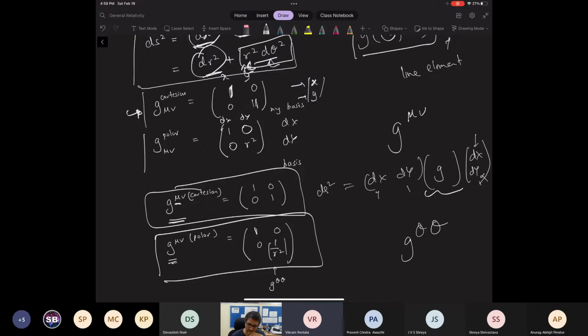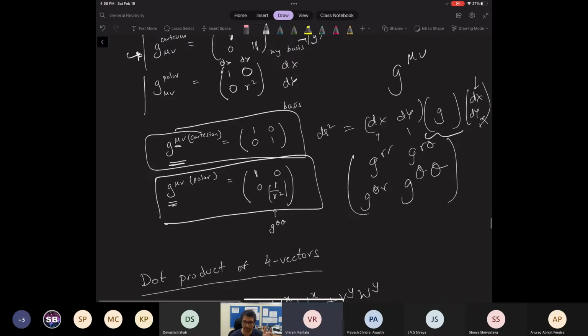The first coordinate is the g rr coordinate. This entry is the g r theta, and this entry is the g theta r coordinate. Since g is a symmetric matrix, since it's a defining property of the matrix that we're choosing, g r theta is equal to g theta r. So g will always be a symmetric matrix, a real symmetric matrix.